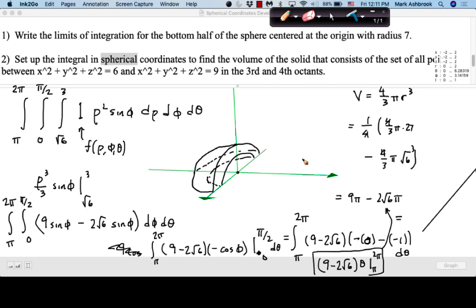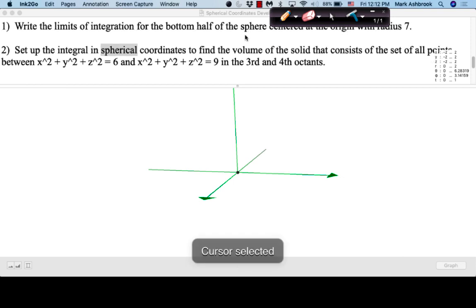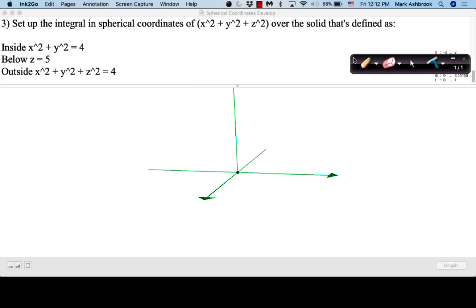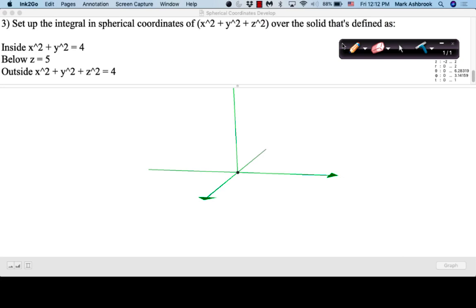Anybody? Question? Okay, harder example. Let's do this next one. We want to set up the integral in spherical coordinates. Maybe this time we're integrating some function f. Right, so I'm integrating this function. This is our f function, but as x, y, and z.